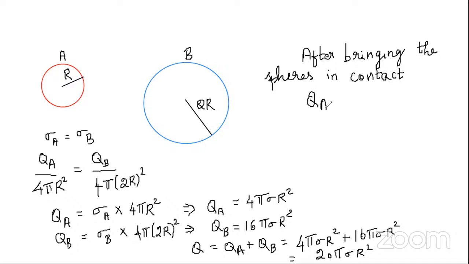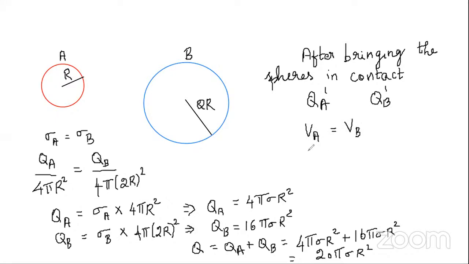you are having QA prime as the charge on sphere A and QB prime on sphere B. Why is it changing? Because the charges will be redistributed until the potentials on both spheres become equal. I have told you that the charge redistribution occurs until the potentials on both the spheres become the same. So what is the potential? Potential VA should be equal to VB.